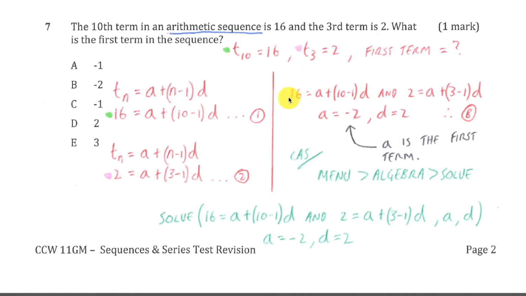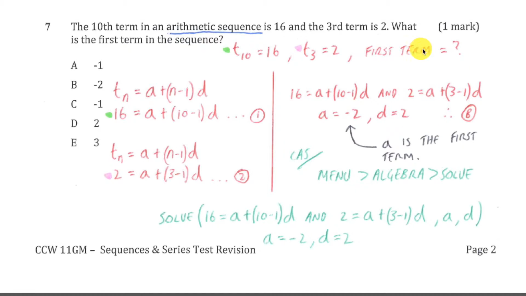So now what I can say is that 16 equals A plus 10 minus 1 times D, and at the same time 2 equals A plus 3 minus 1 times D. Obviously the A's and the D's are exactly the same in both of these equations, but they're unknown. I can solve those using my CAS calculator, and the answers, as you can see I've written here, are A equals -2 and D equals 2.